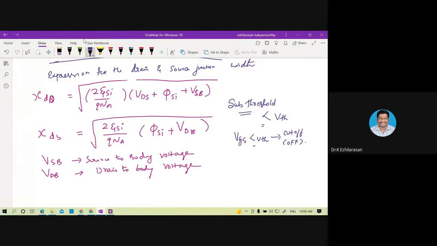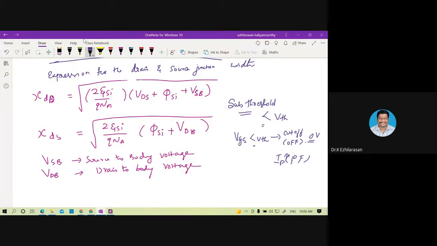But when you are increasing your VGS value linearly, say 0.1, 0.2, below the threshold, logically I can say it is cutoff at 0 volt. But practically it is not 0. There will be a small amount of current there, in the range of picoamps, the ID. That is why I can say sub-threshold is less than threshold voltage.